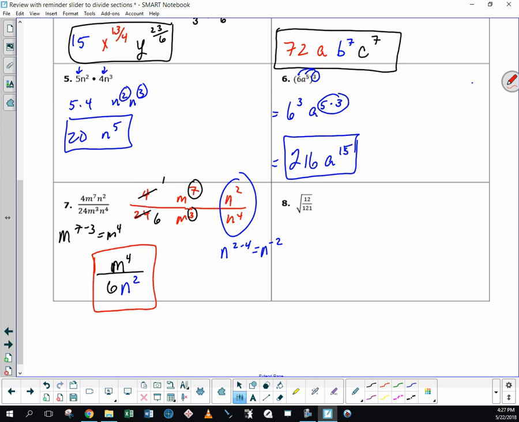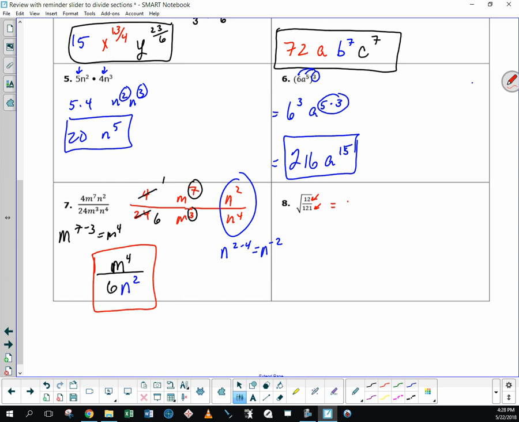Now the first thing I do is I look inside. Is there anything inside this radical? For those of you that don't know, the radical means the square root. Is there anything inside that square root that I can simplify? Will something divide into 12 and 121? And the answer is no.